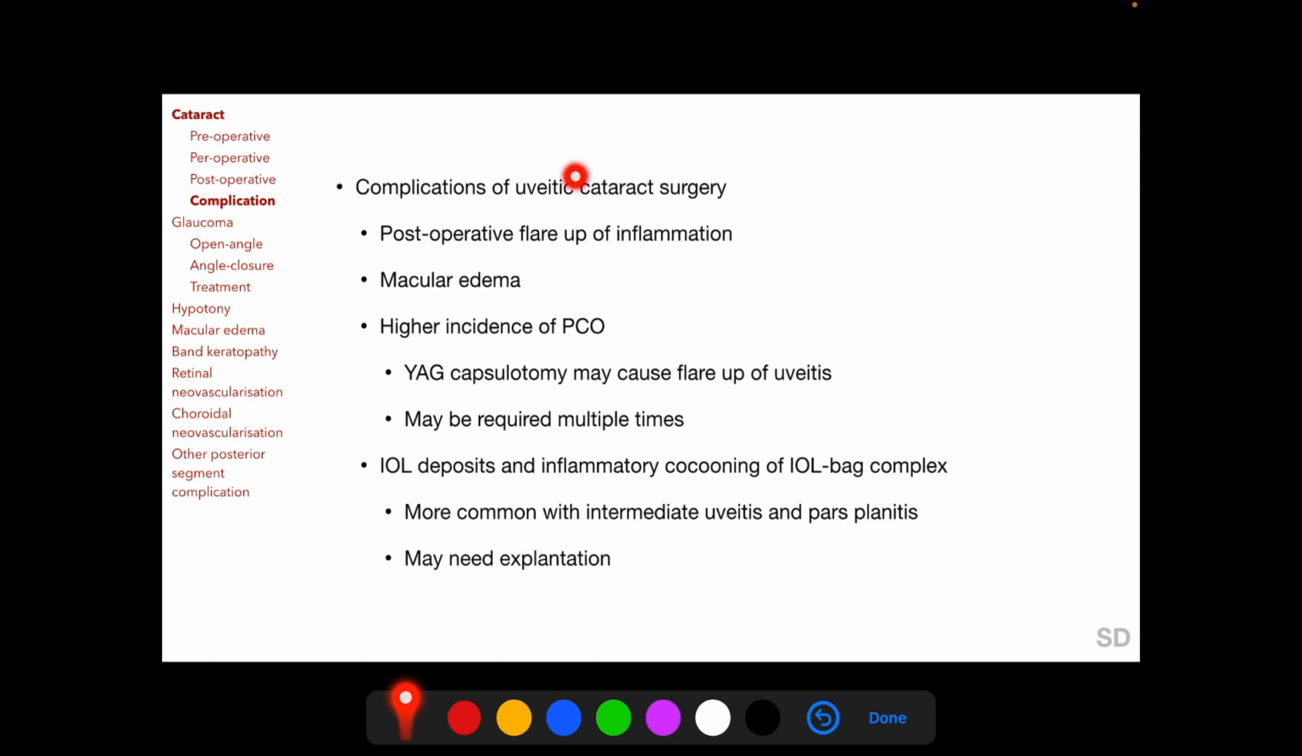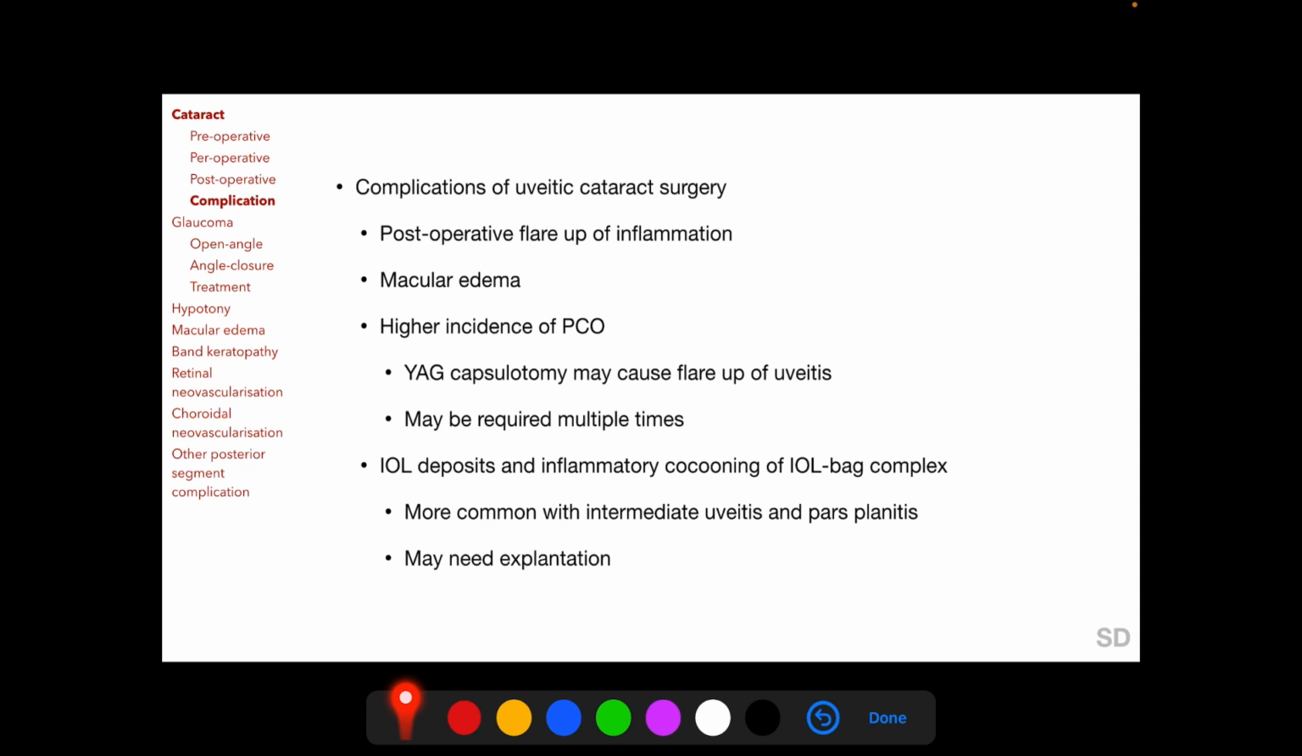Following cataract surgery in uveitis patients, complications which are more prone to occur include postoperative flare-up of the inflammation, macular edema, higher incidence of posterior capsular opacification, and YAG capsulotomy to treat PCO may itself cause flare-up of the uveitis, and YAG capsulotomy may be required multiple times in patients with uveitis.